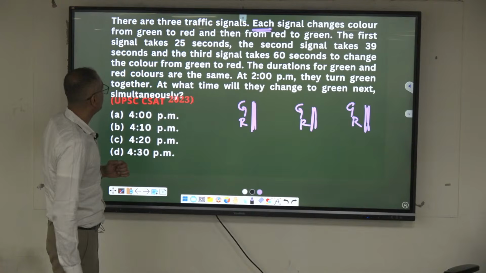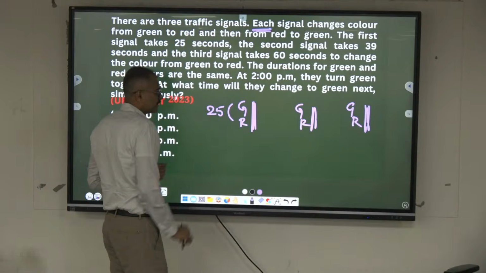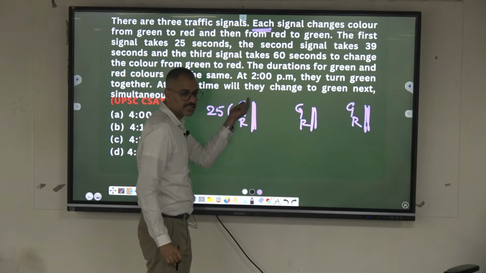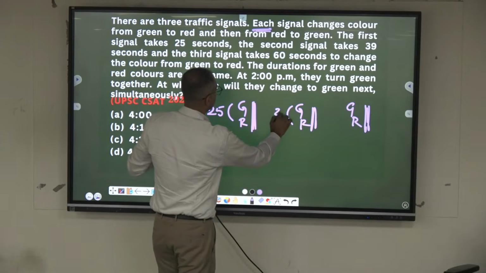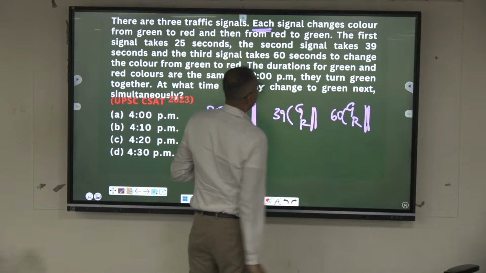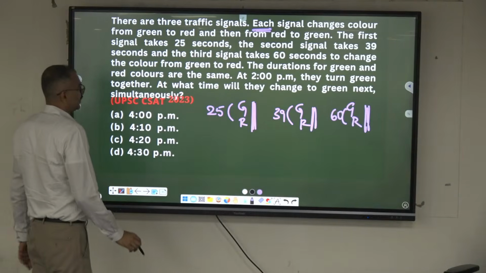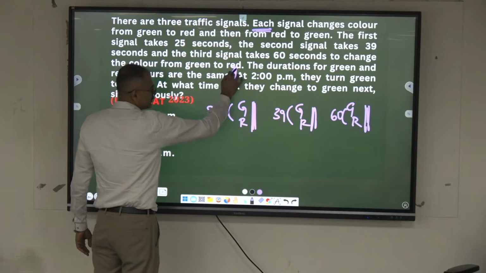The first signal takes 25 seconds. How many seconds? 25 seconds to green, then red. Again 25 seconds, green, red. This one, 39 seconds. This one, 60 seconds, to change from green to red. The duration for green and red are the same. Only this much is given in the question.